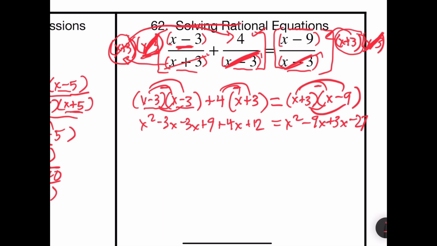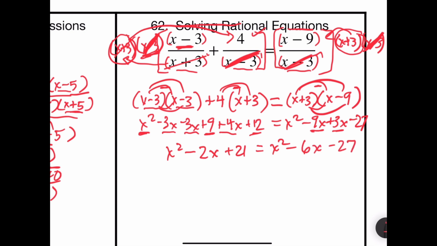So I have a lot of combining like terms to do. I have x squared minus 3x, minus 3x would be minus 6x, plus 4x would be minus 2x. And 9 plus 12 is 21. On the right side of the equation, I have x squared, negative 9x and positive 3x is negative 6x minus 27. And now I can begin to solve.